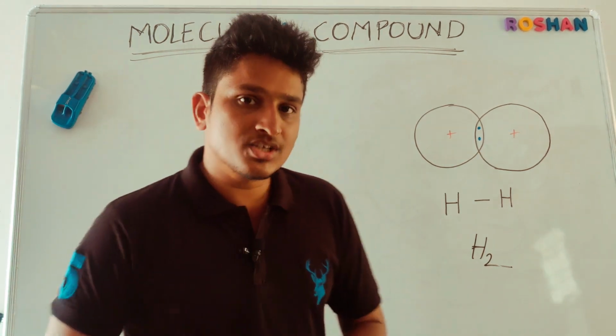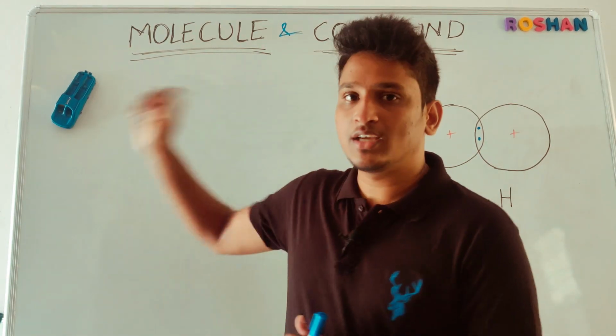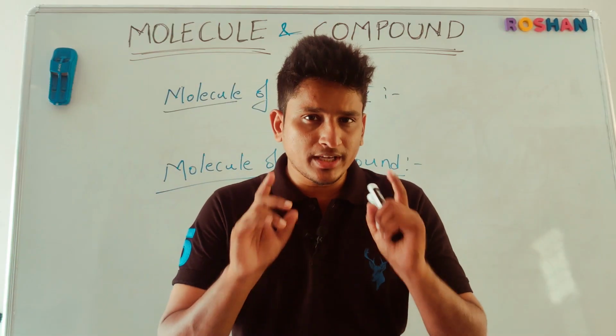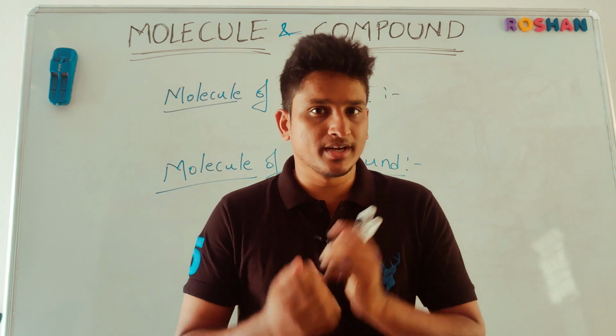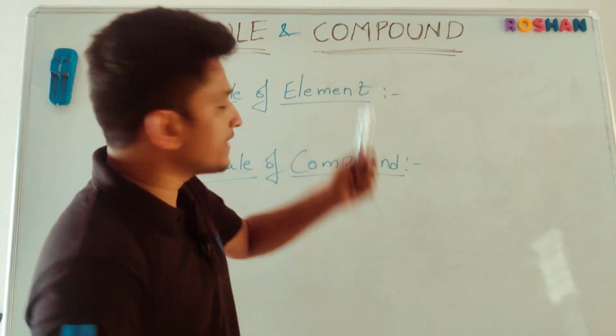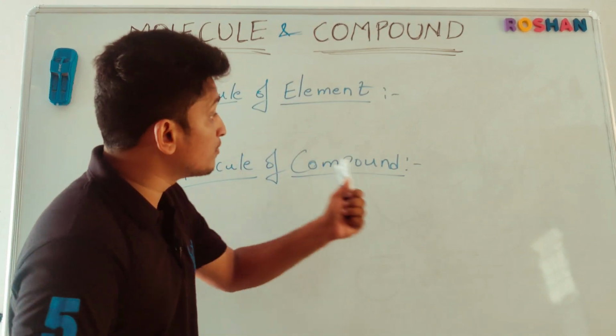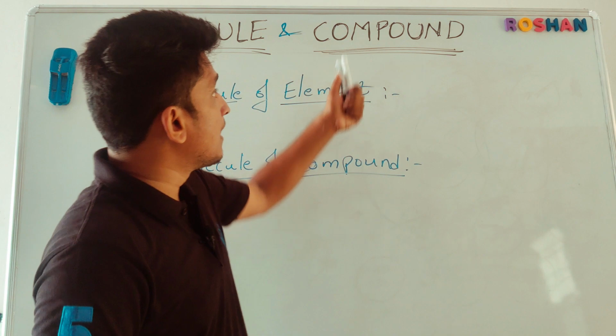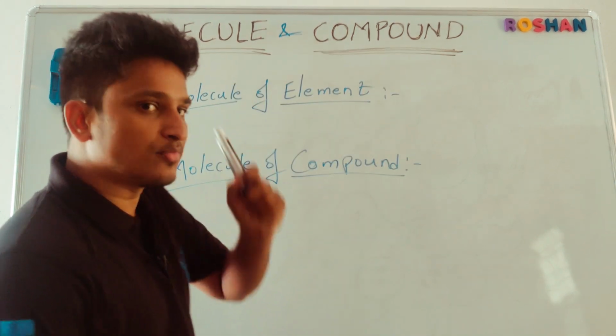Now, there is a doubt about molecule and compound, students, that we'll discuss in this video. Students, molecules are of two types based on the combinations of a particular element. One is called a molecule of an element and the second one is called a molecule of a compound. By this, you can see clearly that compound is a classification under molecule, or not?